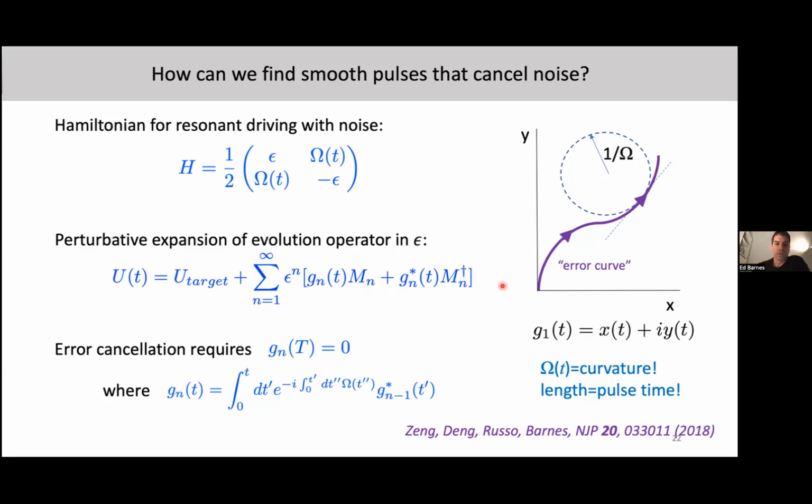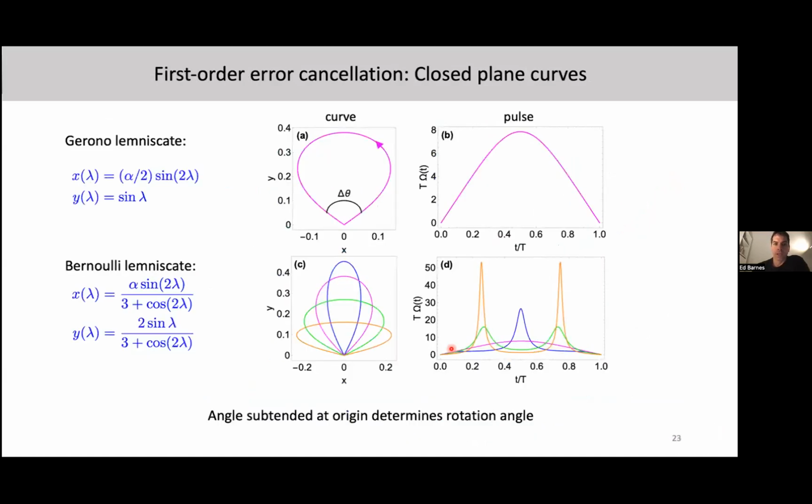So this is doing dynamical decoupling, but with a smooth pulse. If the curve that we draw is smooth, then the pulse itself will be smooth. And it's actually a general solution to the problem. We've made no assumptions. So any closed curve that we draw on the plane will give us a pulse that cancels noise. And so we can start drawing closed curves.